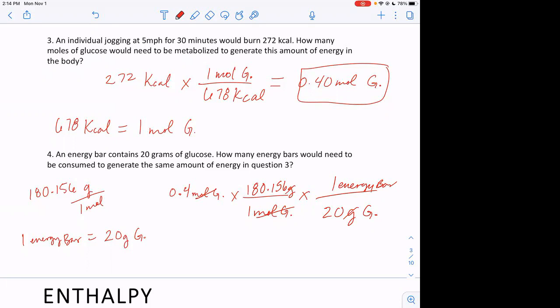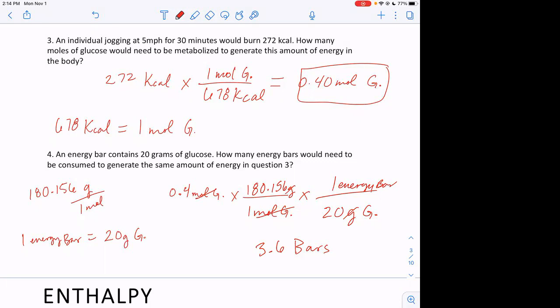So 0.4 times 180.156 divided by 20. How many energy bars would that be? 3.6. But who's going to stop at 0.6 bars? Who's going to eat 4 energy bars in a row, though? Not me. Okay. But anyways, that's how you work that problem.